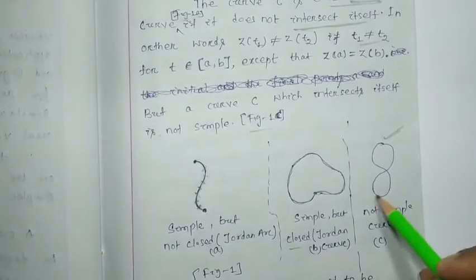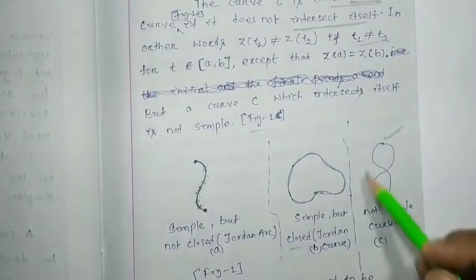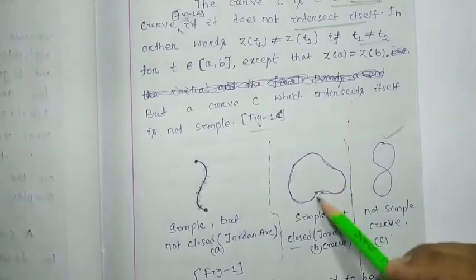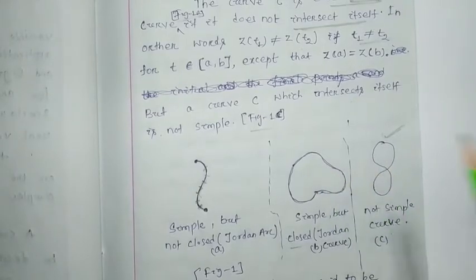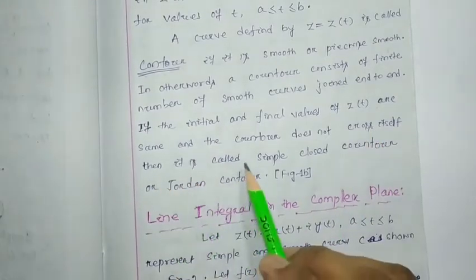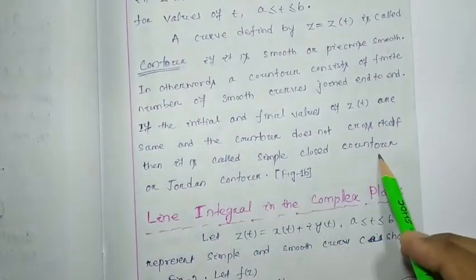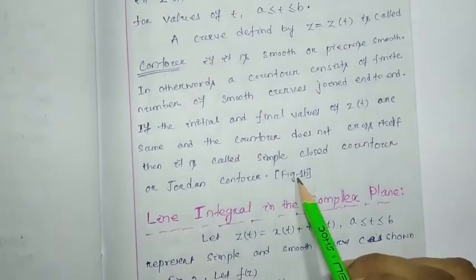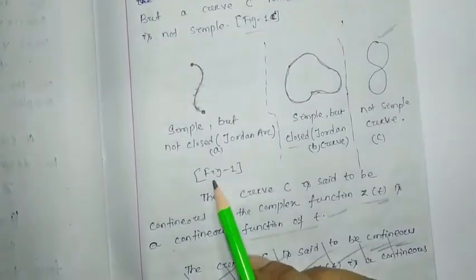Cross means this type of thing will not be present. The curve is not going to cross itself like this. If it is so, then it is called a simple closed contour or Jordan contour. That is your figure 1b.